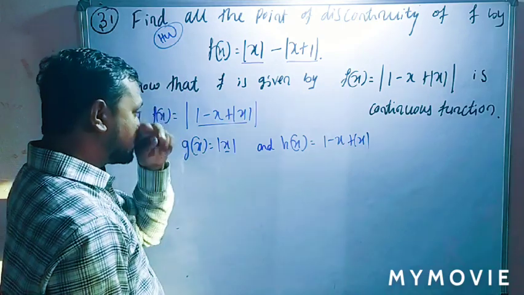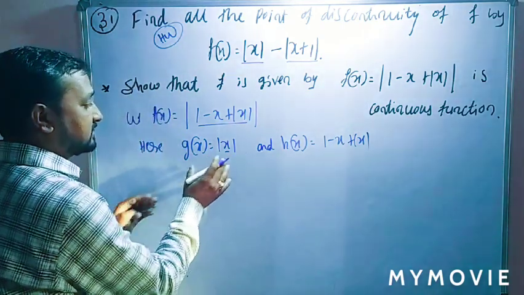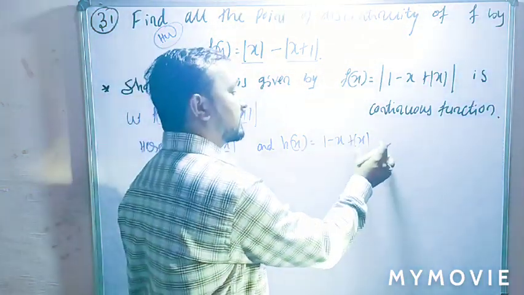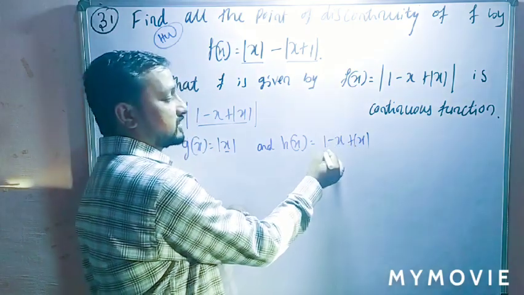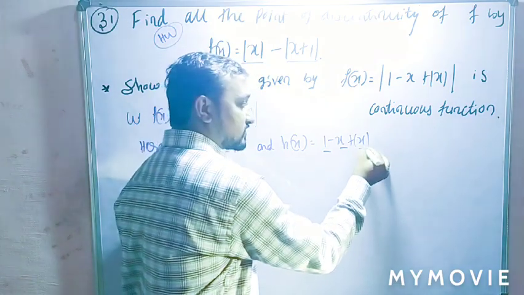Okay, so here we take the same combination. Mod x is a continuous function, h of x equal to 1 minus x plus mod x is a continuous function. Here x is a constant, this is also a continuous function. A constant function is continuous, the identity function is continuous, the modulus function is continuous.